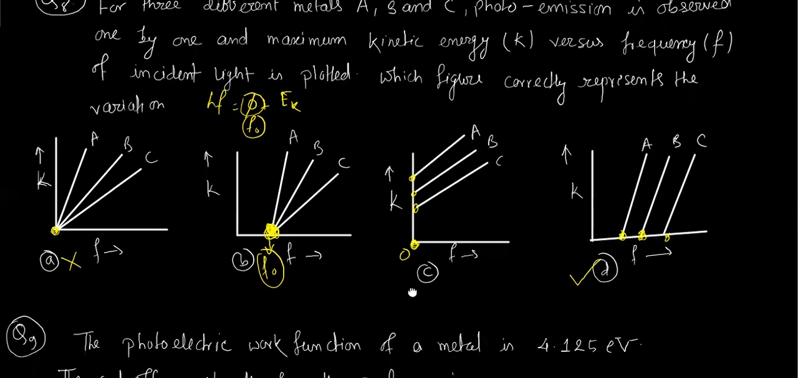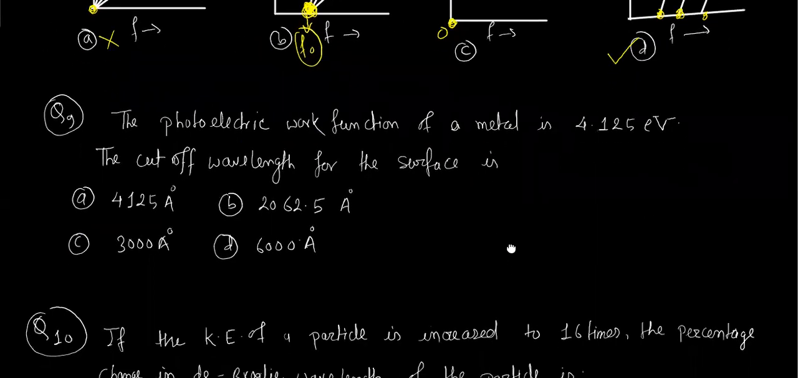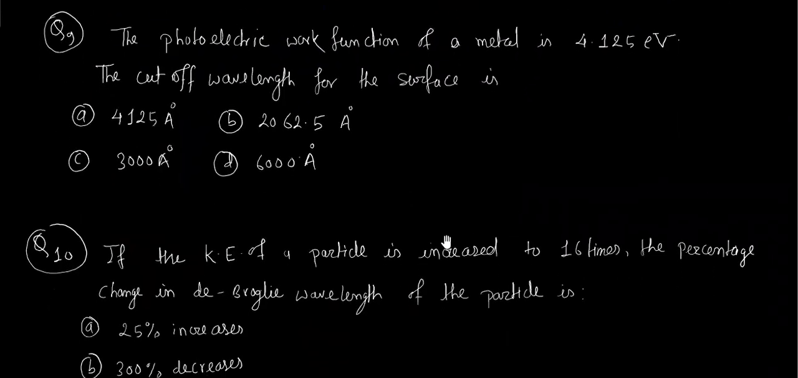Graph number D. Now we are moving towards question number 9. In this question, it is said that the photoelectric work function of a metal is 4.125 electron volt. The cutoff wavelength for surface is, okay, so threshold frequency. We know that photoelectric work function is h f naught, h f0.